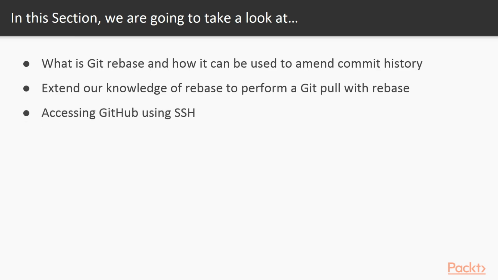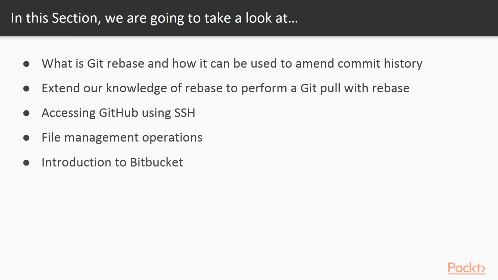We'll be accessing GitHub using the SSH protocol. So far, we have been using HTTP as our access protocol, so in this section, we'll be learning SSH. We'll be learning a few file management operations in Git. We'll be introducing Bitbucket, a version control tool. And finally, we'll be learning debugging techniques and Git best practices.